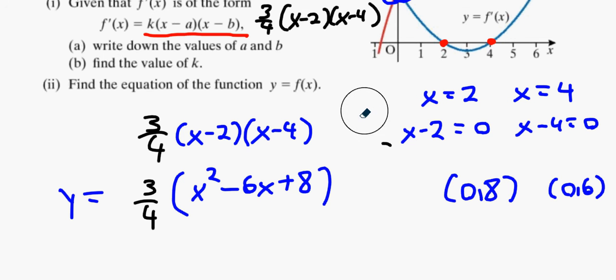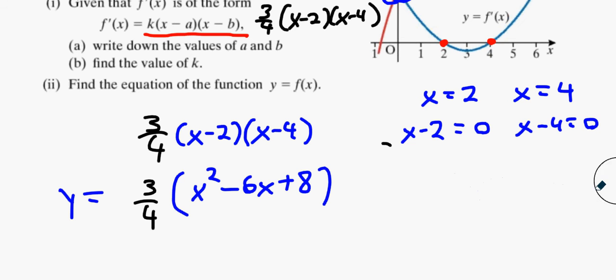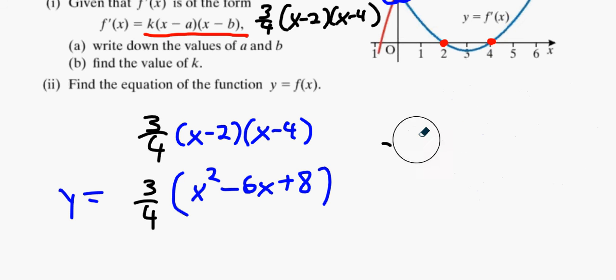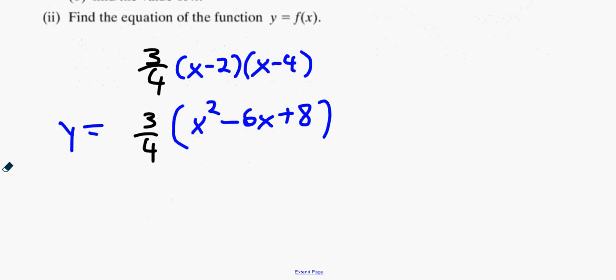We all good? Alright. Find the equation of y equals f of x. No bother. I think it's going to be the integral. Do you guys think it's going to be the integral of the first function? So the integral of the derivative. This is not actually the y value, it's actually the derivative. And the derivative equals 3 over 4 x squared.